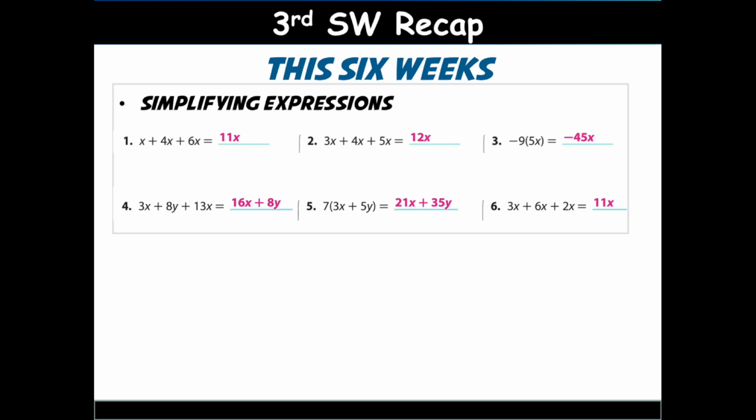So we're going back to those properties we talked about. 7 times 3x, which is 21x, and 7 times 5y, which is 35y. And in the last one, you can combine all of your variables. So you'd end up with 11x.